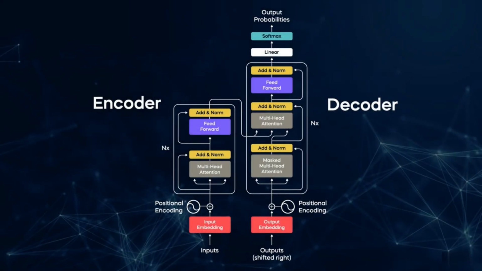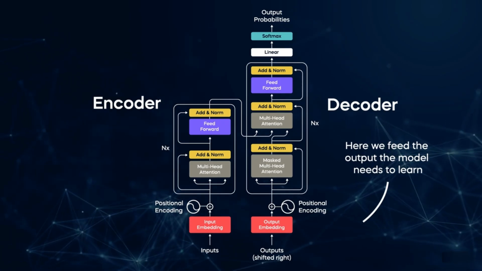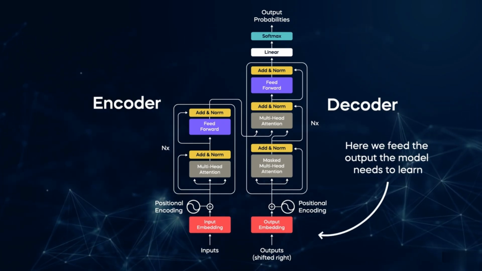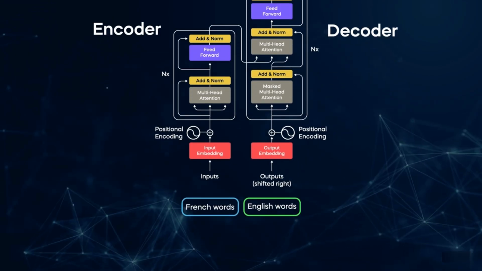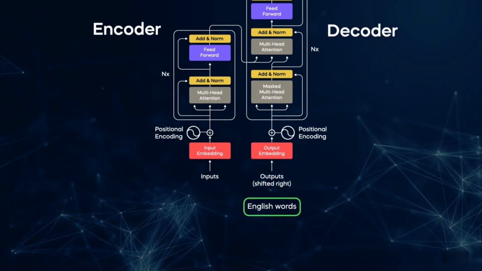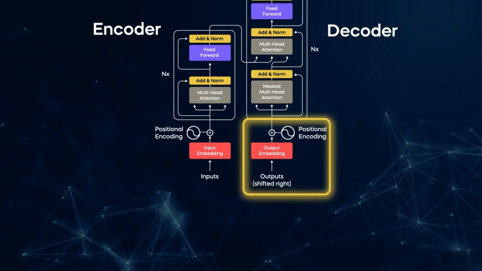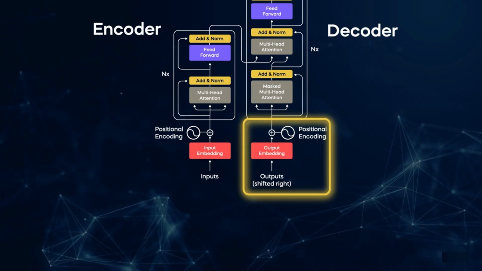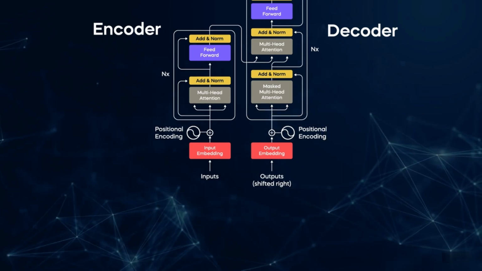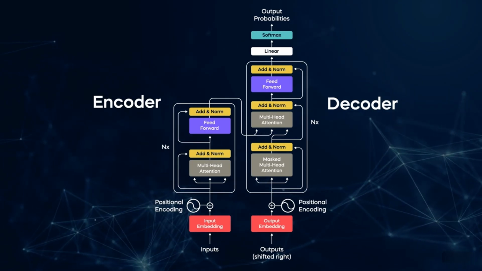The desired outputs we want our model to learn are fed into the decoder block. Think back to our example of French to English translation. The French words would be fed to the encoder block, and we would feed the English words to the decoder block. These outputs go through similar embedding transformations and get their positional encodings before being fed to the decoder block. However, we don't feed all output embeddings to the decoder block at once.